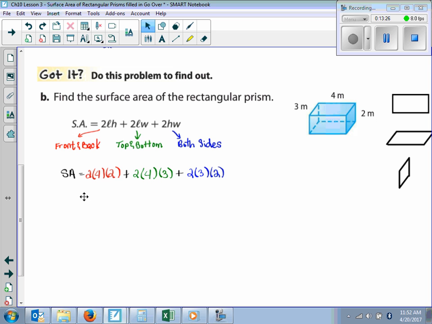So the surface area is equal to 2 times 4 is 8, times 2 is 16. Then 2 times 4 is 8, times 3 is 24. And then 2 times 3 is 6, times 2 is 12. So now you just add all of those together, and you get 52 meters squared. Is everybody clear? And of course, just as a reminder, this is surface area. So my units are units squared.